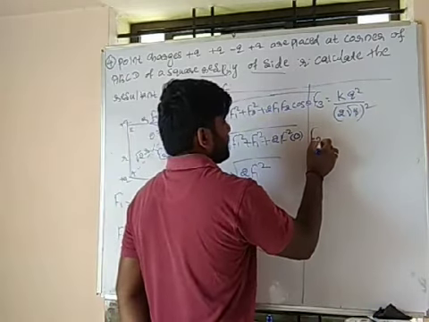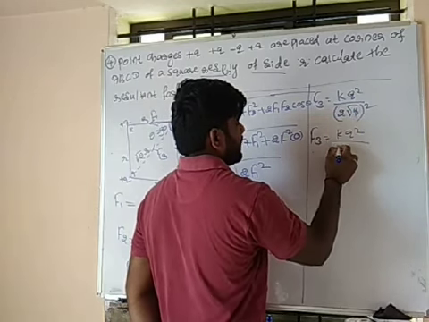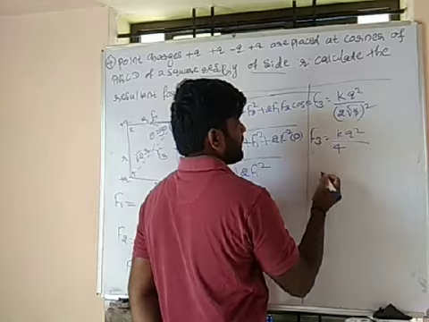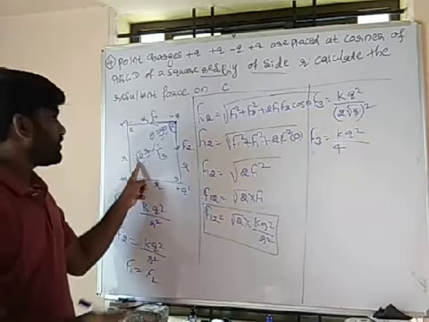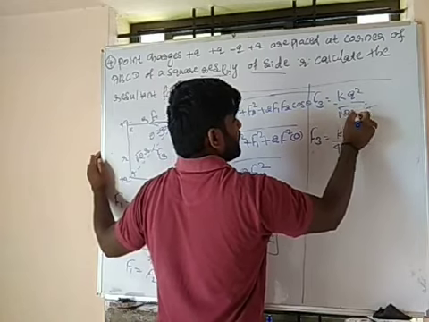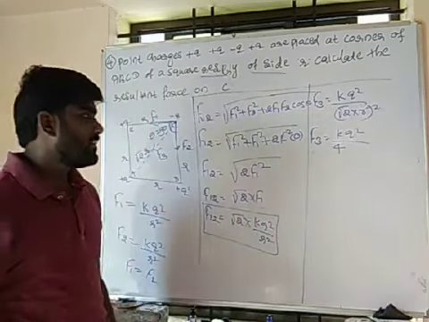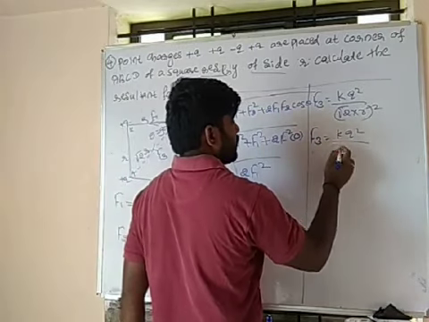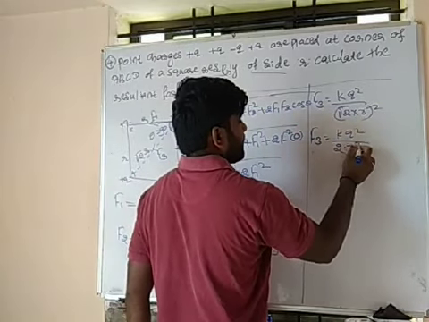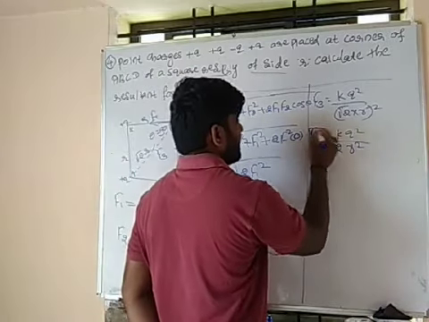Over this, F3 is equal to KQ square divided by 4. Sorry, root 2 into R it is. Root 2 into R. It will be root 2 into R, it's a square. Okay, then it will be root 2 becomes R, 2 into R square. So F3 we had calculated.